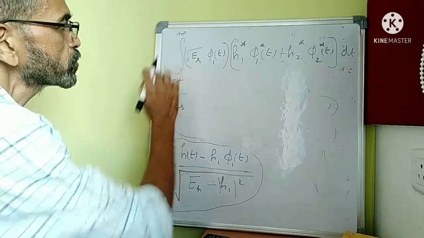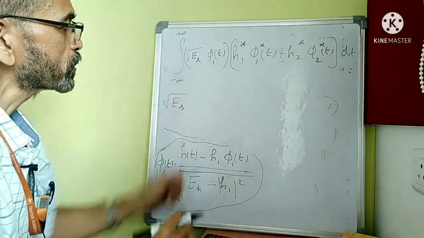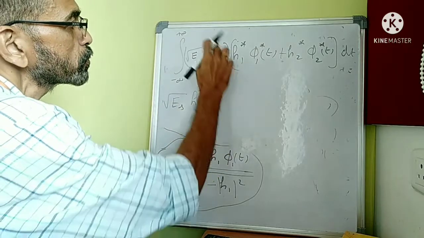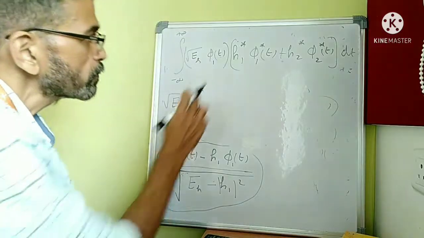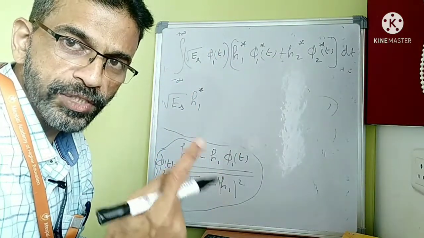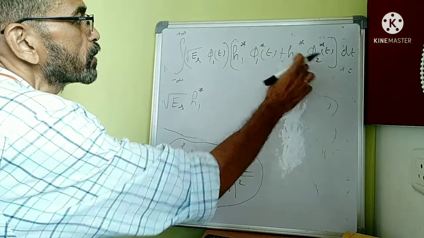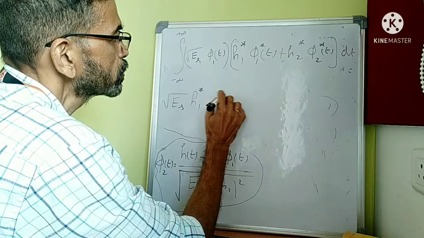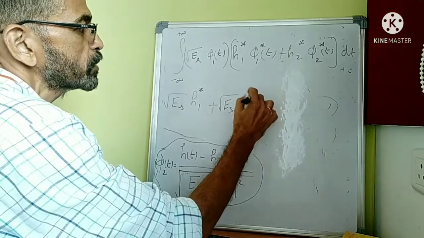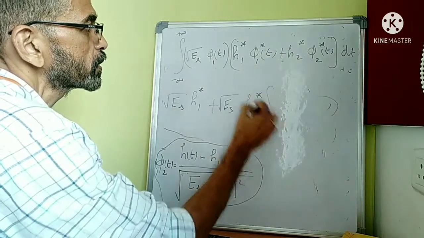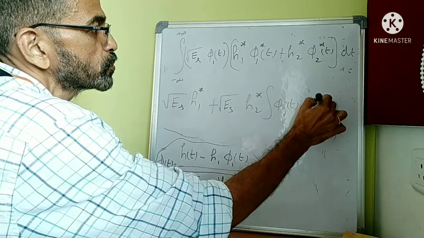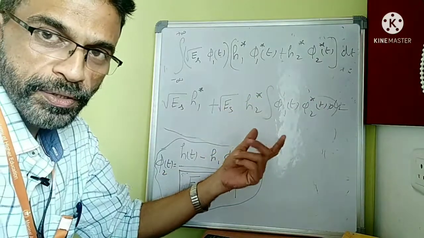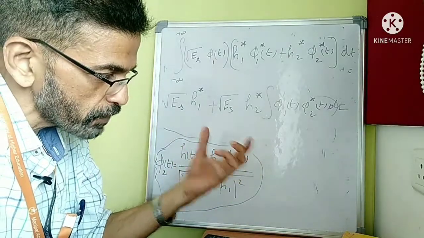root Es comes out. H1 conjugate also comes out, and the integral of phi 1(t) into phi 1 conjugate (t) will be 1, because phi 1(t) is of unit energy. Phi 1(t) into phi 1 conjugate (t) dt integral is nothing but its energy, it's 1. So the first term is this, and then we have this product. Now that would be plus root Es H2 conjugate into the integral of phi 1(t) phi 2 conjugate (t) dt. Now this is 0 because phi 1 and phi 2 are orthogonal, they are the two basis functions from an orthonormal set.